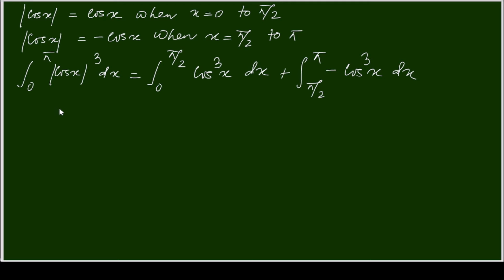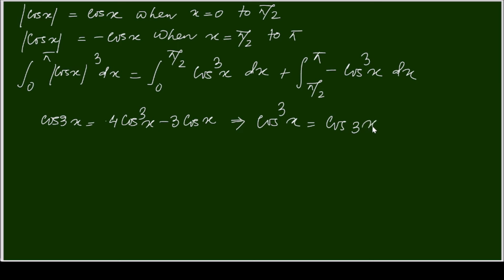What formula will we apply? We know that cos 3x equals 4 cos cube x minus 3 cos x. So from this we'll separate cos cube x. So cos cube x will be (cos 3x plus 3 cos x) over 4.